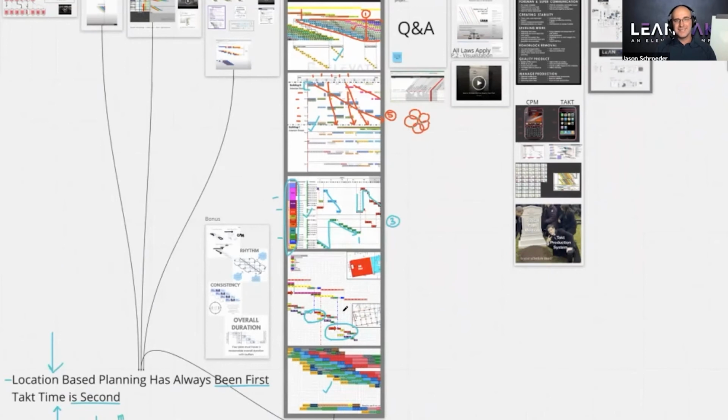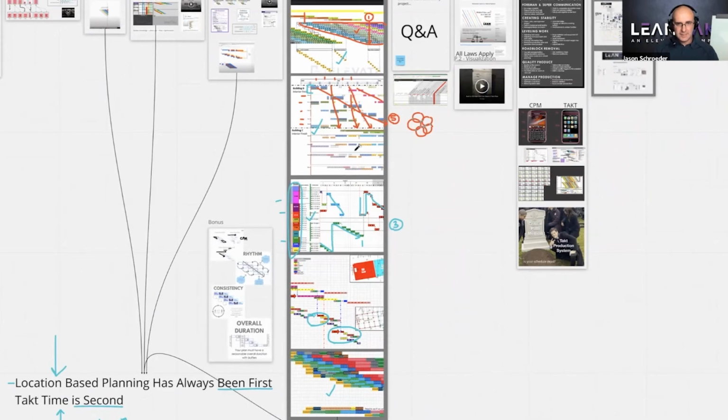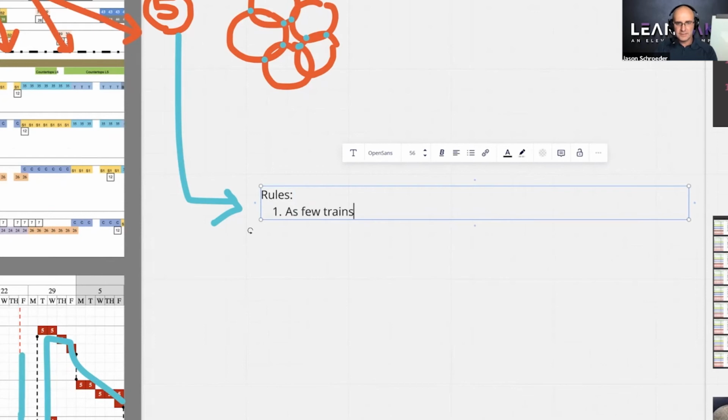So does takt apply to any size project? Yes, but you may need multiple trains and you may need to explore different formats. The key is, if you have a multi-train takt plan, here are some rules that you want, and Kevin, help me out with this if I miss something. You want as few trains as possible, and Kevin came up with this, but no fewer, meaning don't try to lock yourself into just one when you really need 2 or 3.